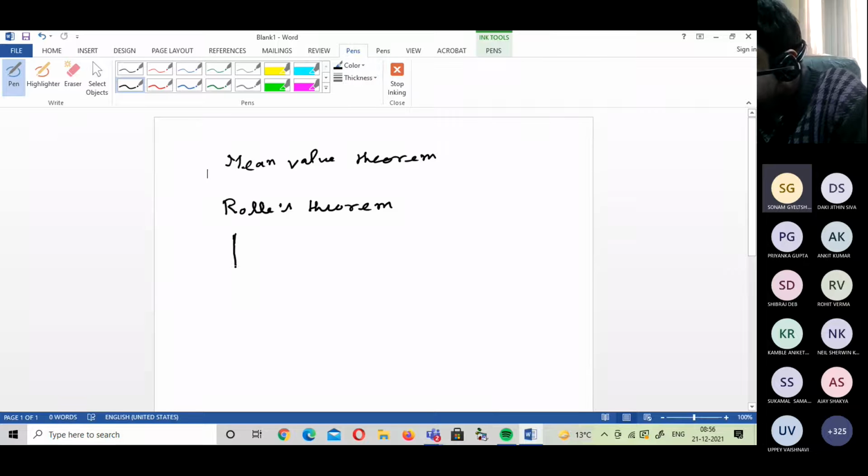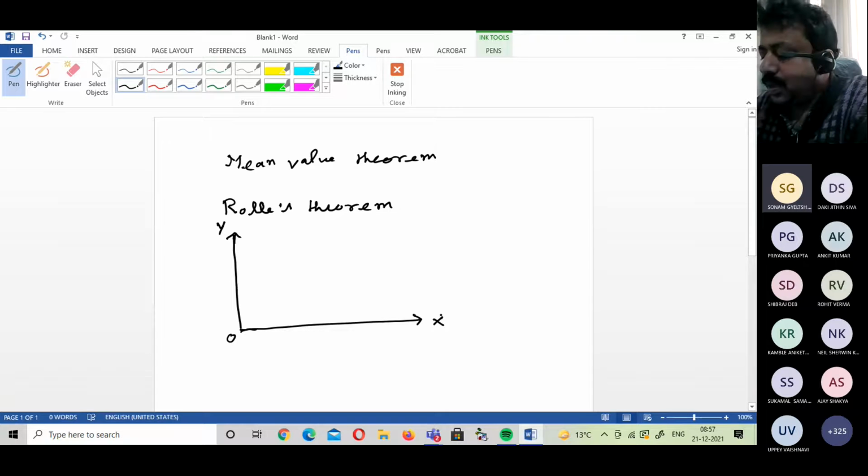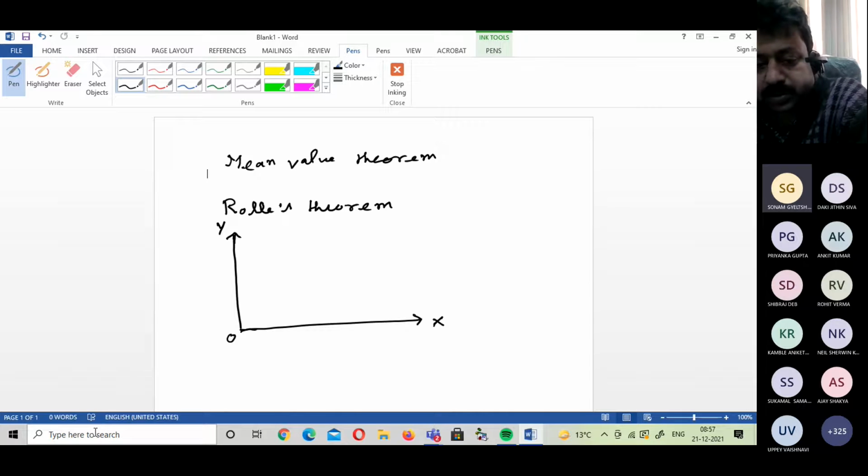Suppose this is the y-axis, OY, and OX. Although in your previous classes you have gone through the syllabus on Rolle's theorem, this is nothing but a recapitulation for all of you. Suppose you have taken two points, x equals a on the x-axis and some higher value x equals b on the x-axis.